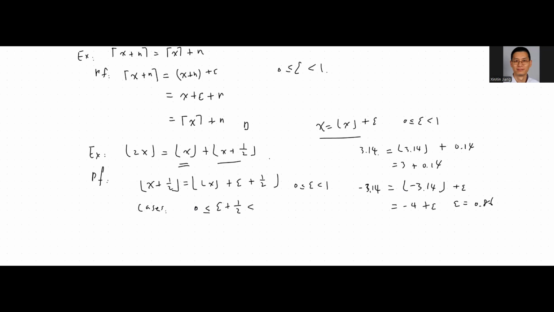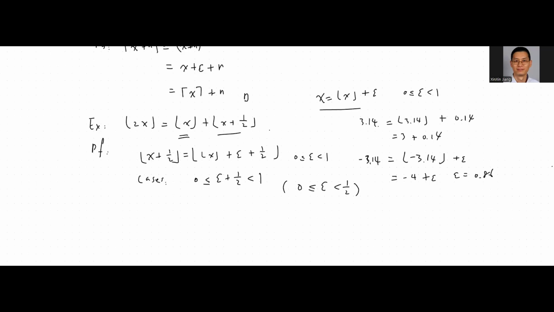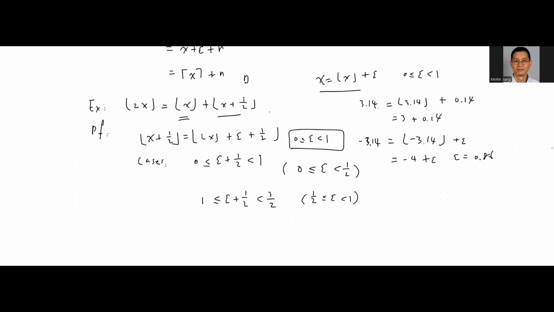Okay, which is equivalent to saying that epsilon is greater than or equal to 0, strictly less than half. This is one of the cases. The second case is when epsilon plus 1/2 is greater than or equal to 1 and less than 3/2. That's when epsilon is greater than or equal to half, strictly less than 1. So I separate this into two different cases. The reason is that now we can get rid of this floor to come up with something nice.